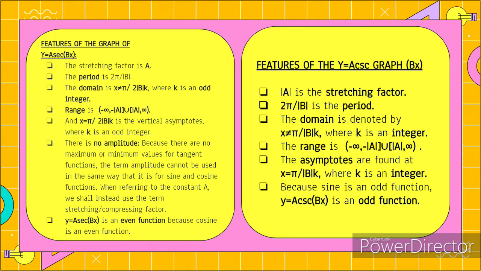2 pi over absolute value of b is the period. The domain is denoted by x not equal to pi over absolute value of b, times k, where k is an integer. The range is negative infinity to negative absolute value of a, union positive absolute value of a to infinity. The asymptotes are found at x equal to pi over absolute value of b, times k, where k is an integer. Because sine is an odd function, cosecant is an odd function too.